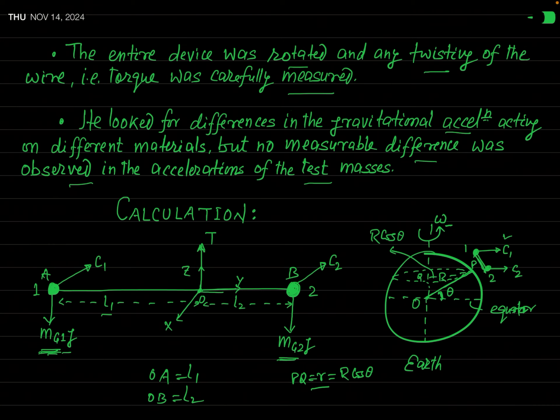So the centrifugal force acting on the first mass, C1, what will this be? You know the well-known formula for the centrifugal force, defined as m omega square r, where r is the radius of the circle. But here, in terms of the radius of the Earth, capital R, this small r is R cos theta. So C1 will be m omega square R cos theta.